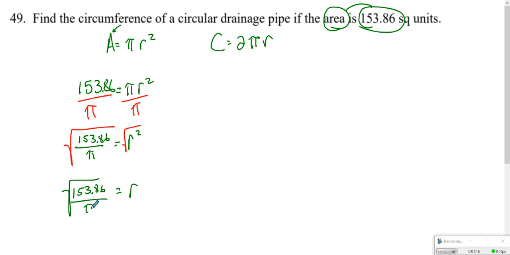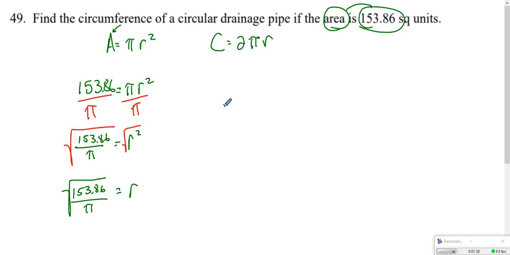153.86 over pi. Now I left it like this because I want to put this whole thing in my calculator at one shot. I don't like to round off until the very end, and so as much as I can I like to keep it like this. In my very next step I'm going to come over here.